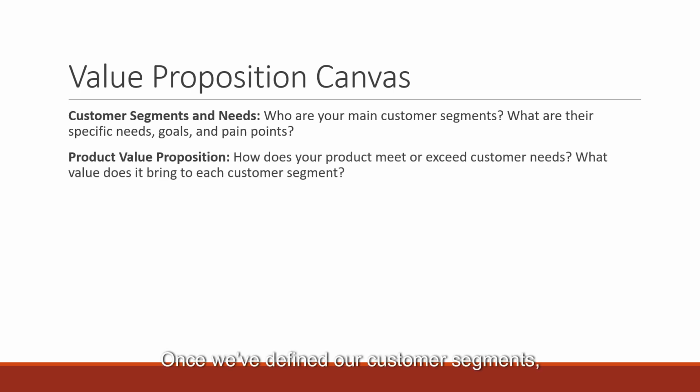Once we've defined our customer segments, the next step is to craft a strong product value proposition. This is the answer to the question: how does our product meet or even exceed customer needs, and what value does it bring to each customer segment? A well-thought-out value proposition clearly communicates why customers should choose our product over competitors. It reflects the unique benefits we offer, aligning closely with the specific needs we've identified in our customer segments.